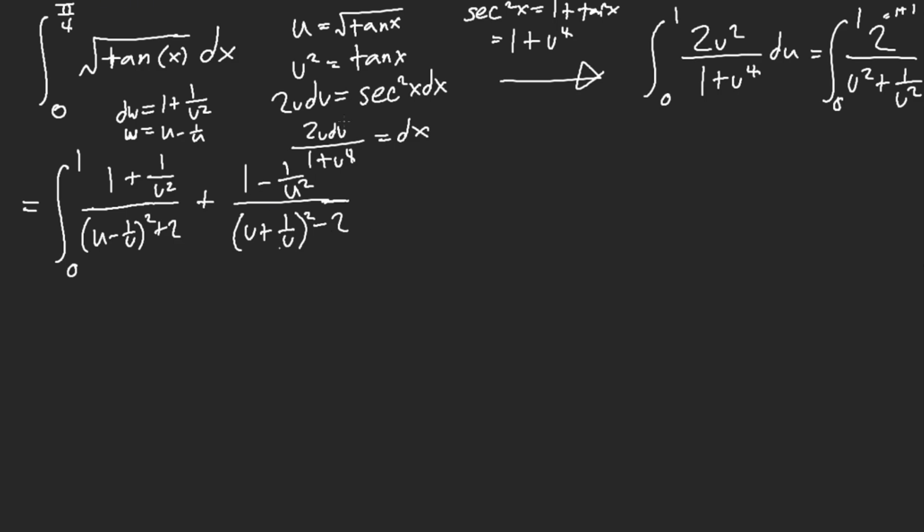And the other way, similar procedure. If my dw is this, then my w needs to be this. So now when I do the u substitutions, plug in 0, I get negative infinity. Plug in 1, I get 0. So my integral is dw over w squared plus 2 from negative infinity to 0.